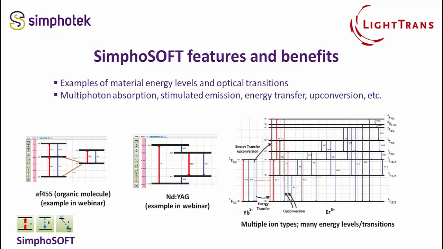SimphoSOFT can be used, though, with materials having many more energy levels and transitions. Example is shown here on the right. In this case, there are 2 ion types in the sample, ytterbium and erbium. There are 10 energy levels total, 2 for ytterbium and 8 for erbium, and close to 30 optical transitions, including energy transfer up conversion, and up conversion, in addition to normal absorption and relaxation phenomena.